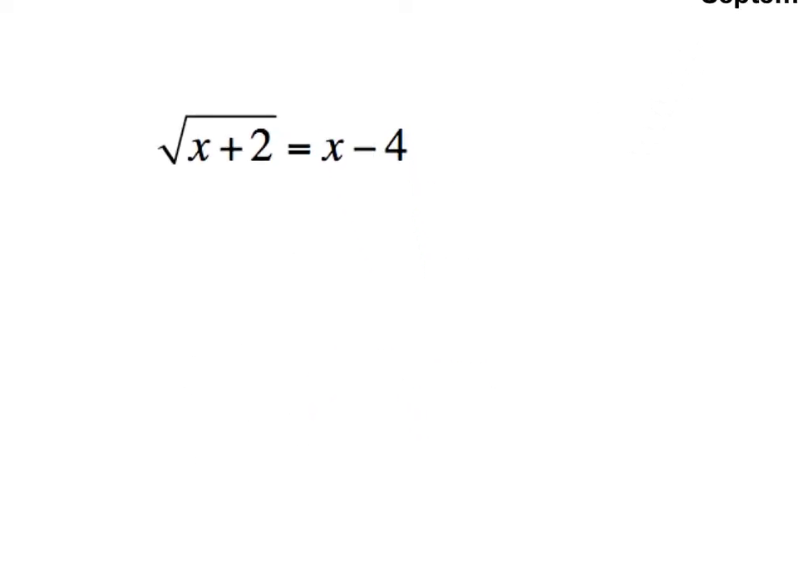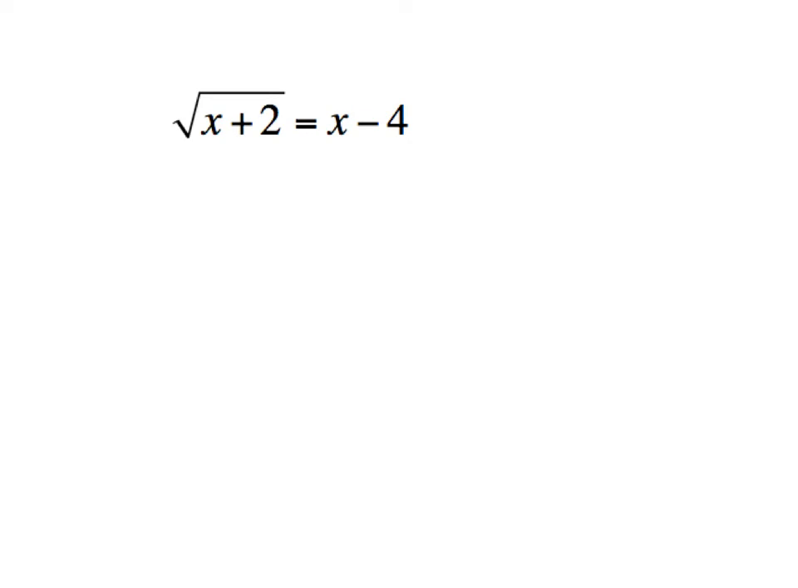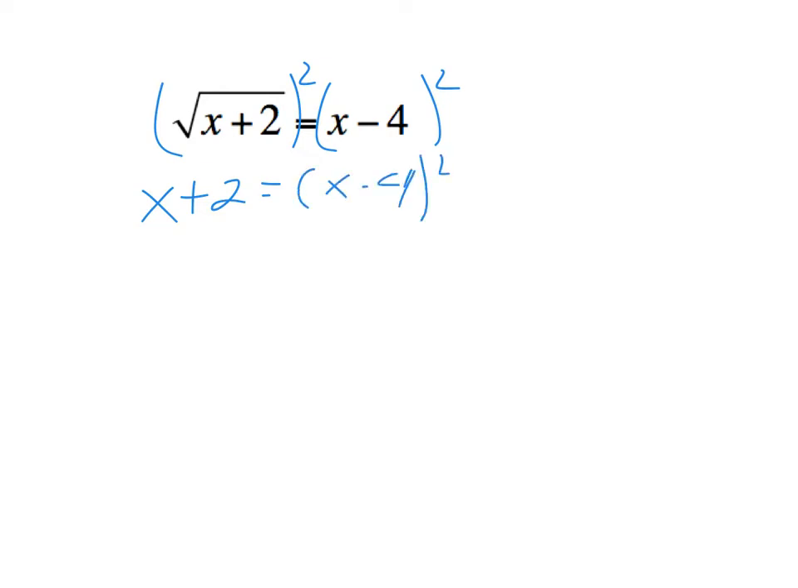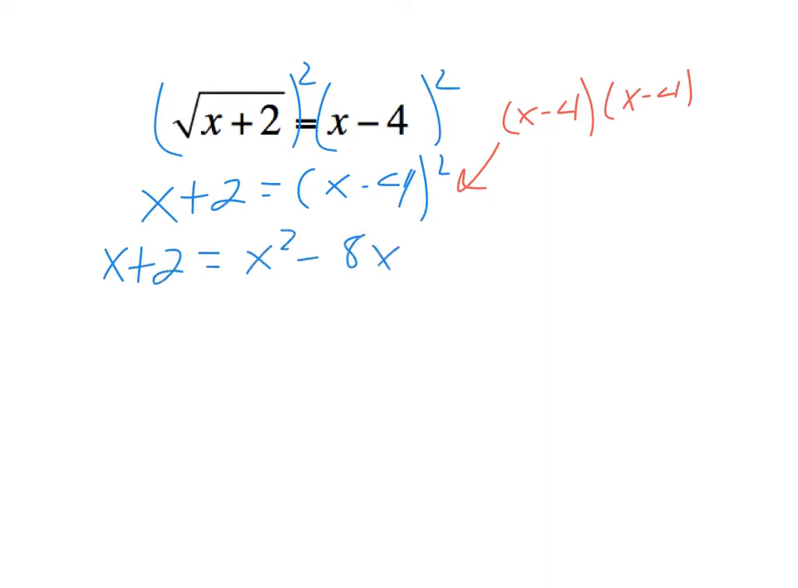Alright, so next example here is square root of x plus 2 equaling x minus 4. So this one's a little weird. I want to get rid of the square root first. So I'm going to square both sides to get rid of the square root. We'll end up with x plus 2 equaling x minus 4 squared. And I'm going to FOIL this out. So this is the same as x minus 4 times x minus 4. So you'll end up getting x plus 2 equals, and if you FOIL that out, you get x squared minus 8x plus 16.